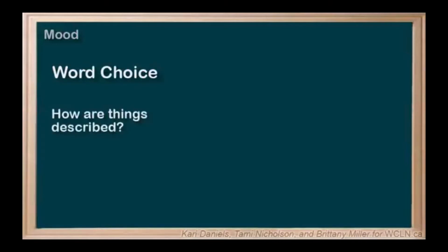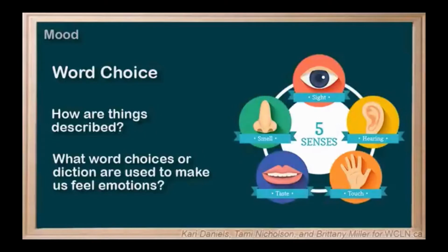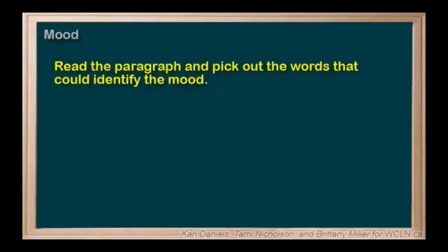A second way to identify the mood is to consider the word choice the author uses. For example, how are things described? What word choices or diction are used to make us feel emotions? Writers will use imagery to describe the setting so that readers can picture in their minds how the setting looks, smells, sounds, etc. Read the paragraph and pick out the words that could identify the mood.